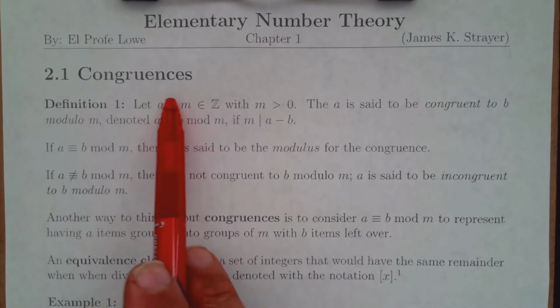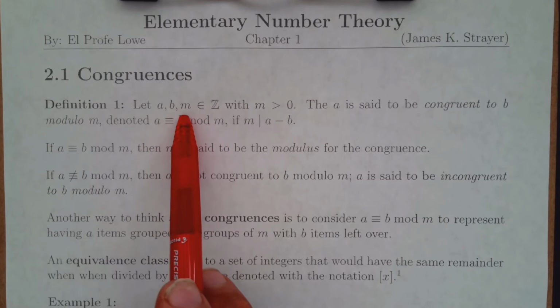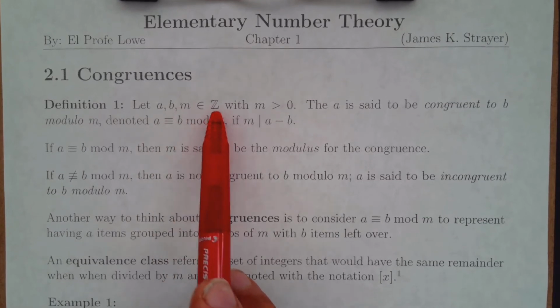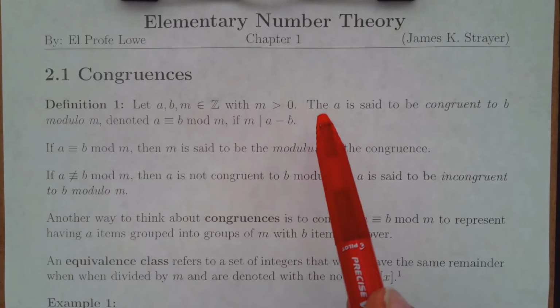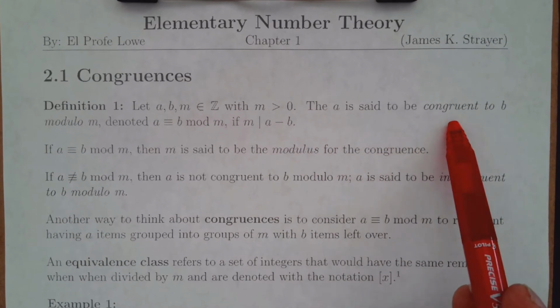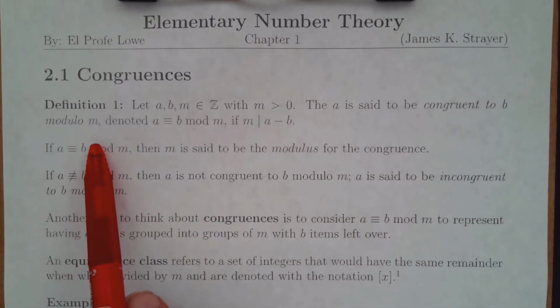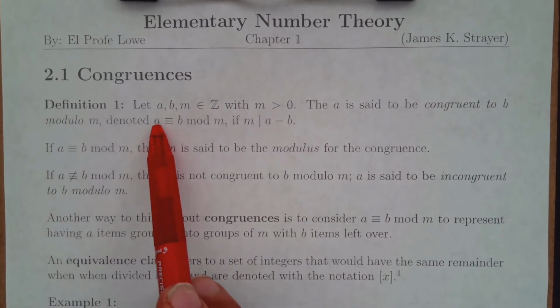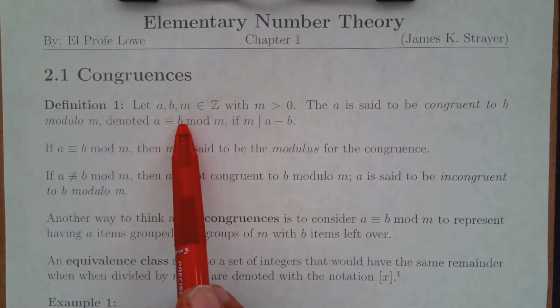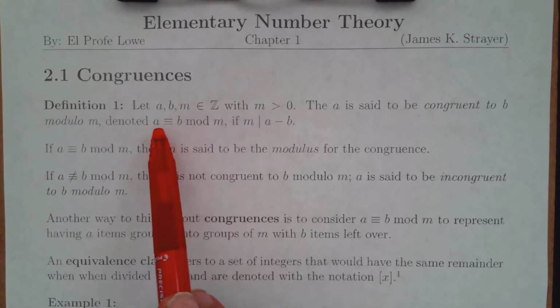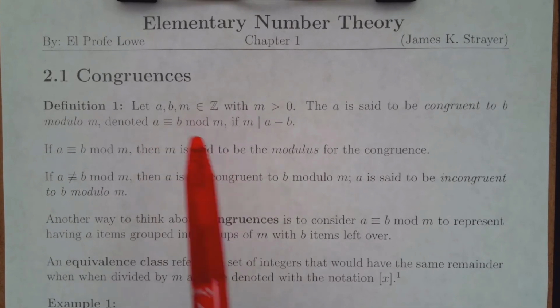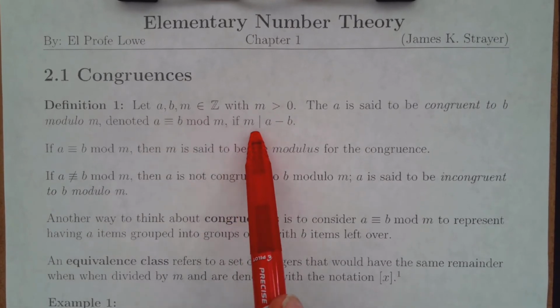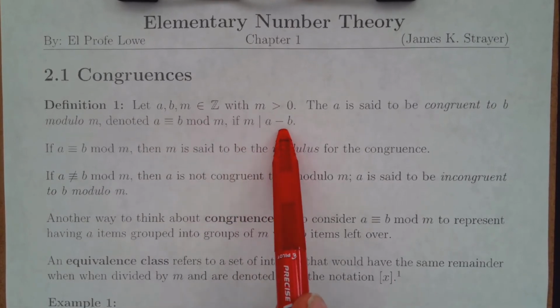Alright, so we have our definition. It says that if a, b, and m are integers, where m is positive, then a is said to be congruent to b modulo m, and it's denoted as a ≡ b (mod m). Right? These three lines indicate a congruence, and that's going to be true if m divides a minus b.